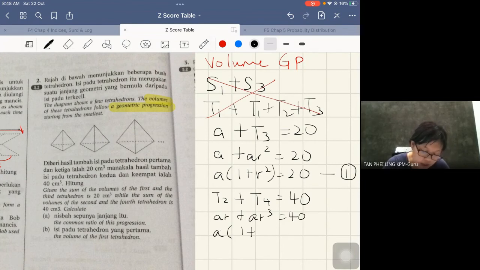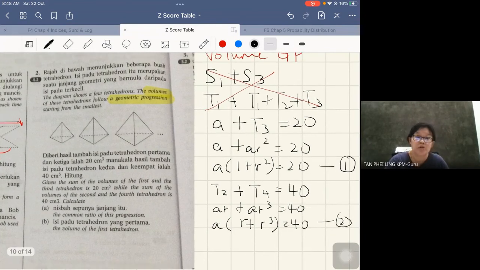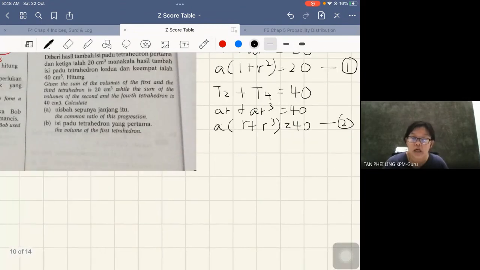Okay, I don't want to take out R because later on I want to do it this way. Okay, 2. So now you have to find the common ratio of this progression. Common ratio means you want to find the R, right? And then the value of the first term, the A. Here they ask you to find the R first, then only find the A. So you can see these two, right?